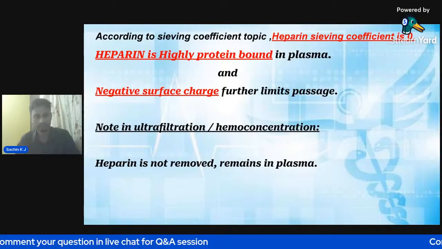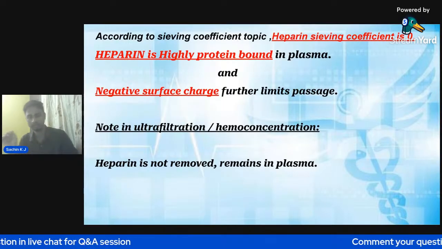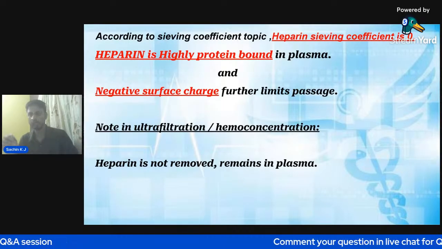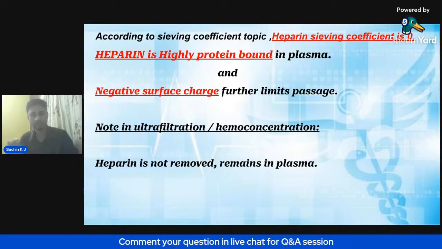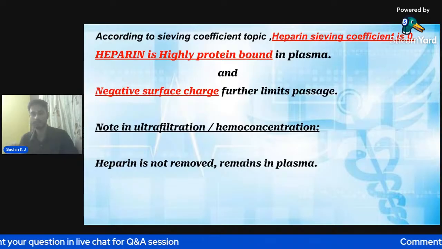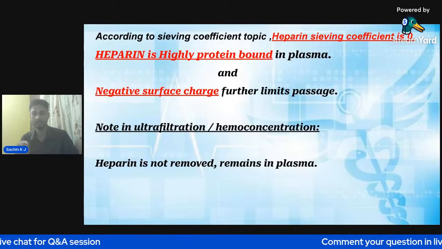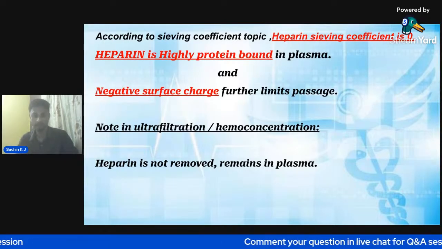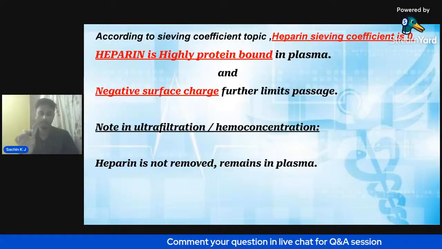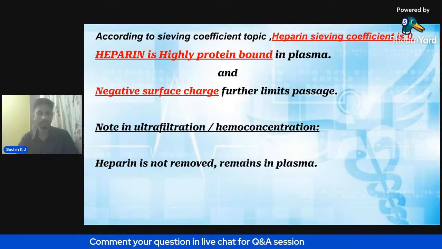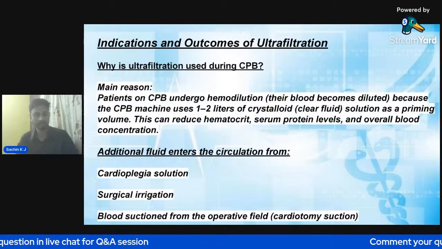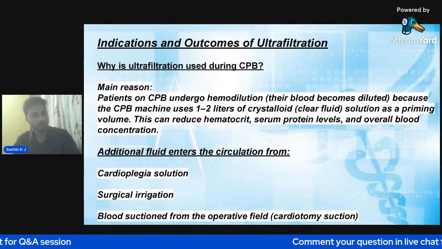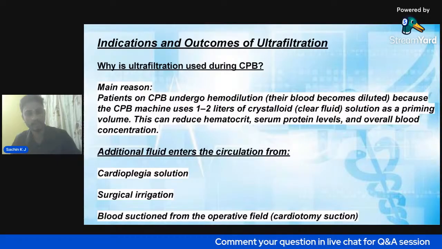Next, sir. According to the sieving coefficient topic, heparin sieving coefficient is 0.5, not 0. Heparin is highly protein bound in plasma and has a negative surface charge, which limits passage. Note, in ultrafiltration hemoconcentration, heparin may not be removed, it remains in plasma. Maybe it will be removed in urine output. Because of low molecular weight, it will remove 50%.